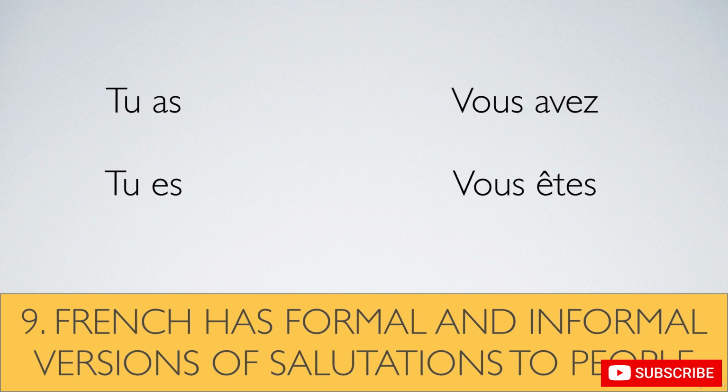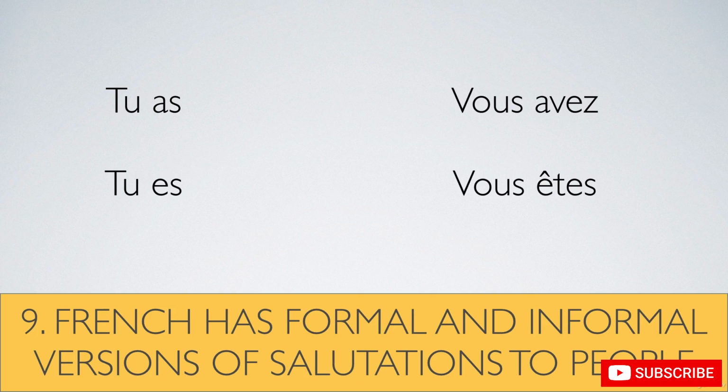Also, French has formal and informal versions of salutations to people. As we'll learn in the coming lessons, tu is used for informal occasions. So when you're talking to a young child, or to a family member or a friend, then you use the informal, which is the tu. If you're talking to someone you don't know at all, or a boss or the queen, for example, someone you want to be a little more formal with, you use the vous. So here we have tu and vous.